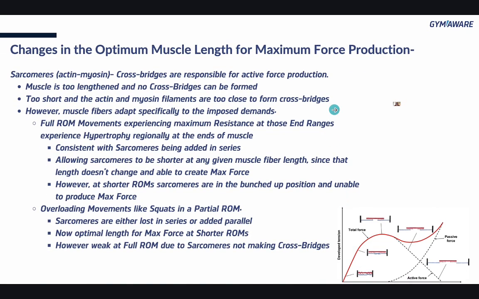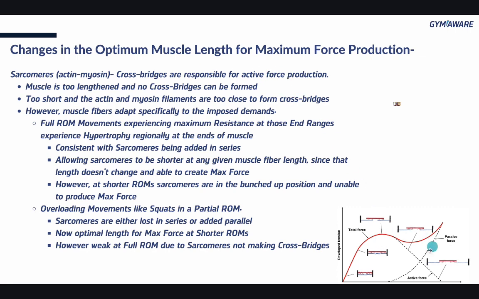All right, so the change in optimum muscle length for maximum force production. Sarcomeres, that's the actin myosin. They've got to create cross bridges. They're responsible for active force production. So when a muscle is too lengthened, no cross bridges can be formed. When it's too short, they're pushed up against each other.